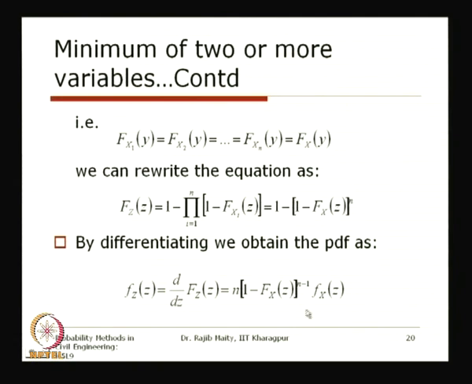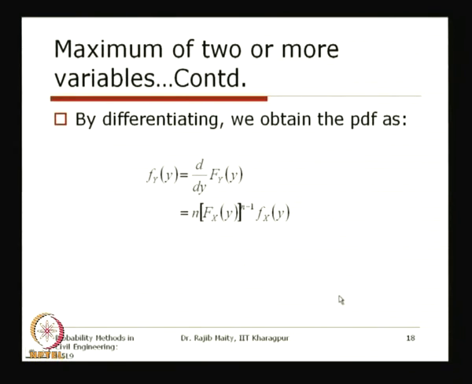So this is the expression that we have seen for when we are interested in the minimum of n random variables, which is n multiplied by 1 minus Fx(z) to the power n minus 1, times fx, the PDF expressed in terms of z. And if we are interested in the distribution of the maximum of the n random variables, then that expression is n times the CDF Fx(y) to the power n minus 1, multiplied by the PDF expressed in terms of y.